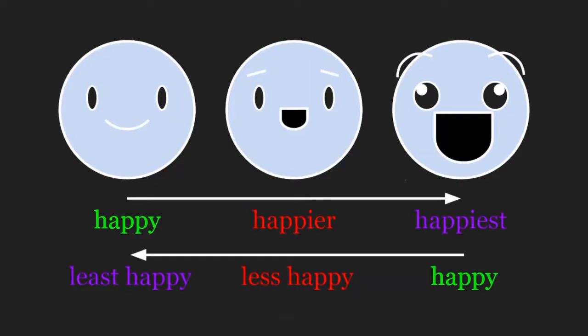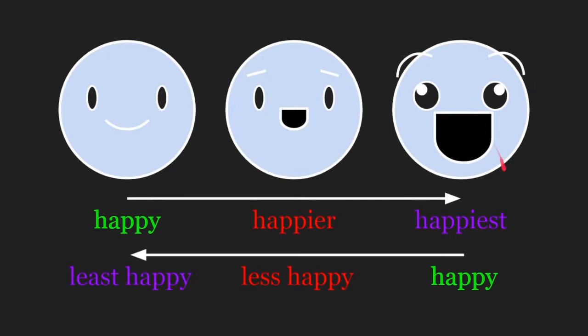But what if we have more than two objects? We just put them on a scale. Here we go. This guy is happy. When we compare these two together, we say this one is happier than this one. But if we add a third, then we have another level, another degree of happy. This guy is the happiest of them all.